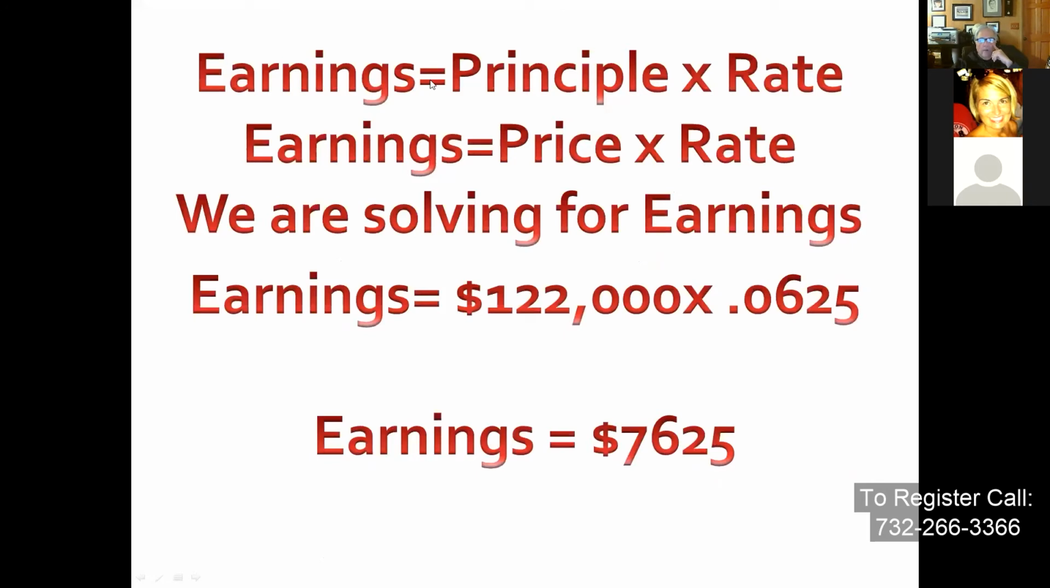Okay, so earnings is equal to principal times rate. We're solving for earnings. So again, earnings is equal to the price of the house times the rate. Earnings is equal to 76.25.